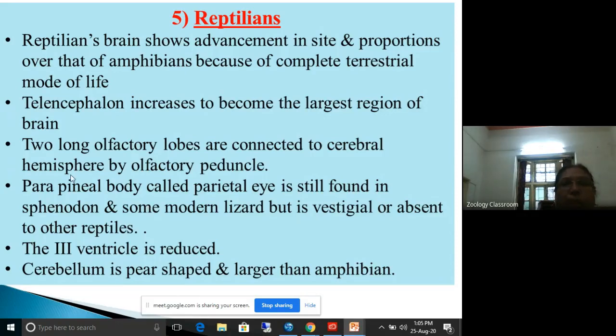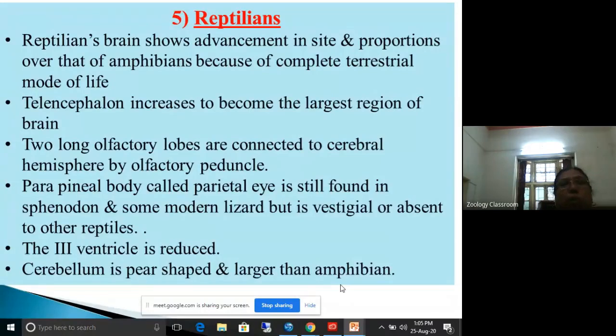Then the third ventricle is also reduced. The cerebellum is pear shaped and larger than in amphibians. We see this structure in fish, in amphibia, and also in reptiles.